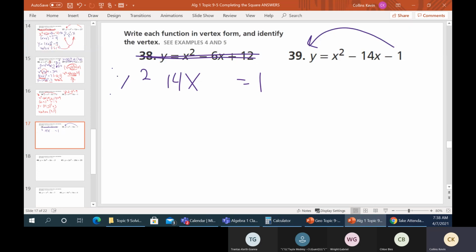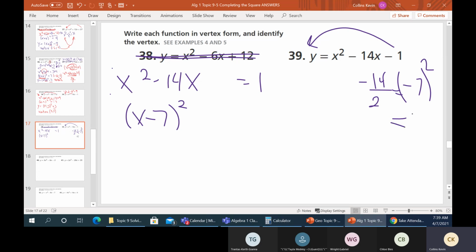There we go. So we've got x squared minus 14x equals 1. Same deal: we take the -14 and divide it by 2, which gives -7. So this becomes x minus 7 squared. The number we add to each side is the -7 squared. -7 times -7 is +49, so we add it here, and more importantly, add it here. Then we have that equals 50.